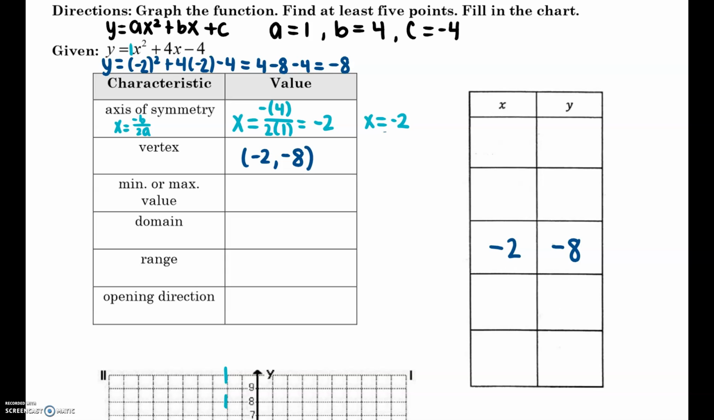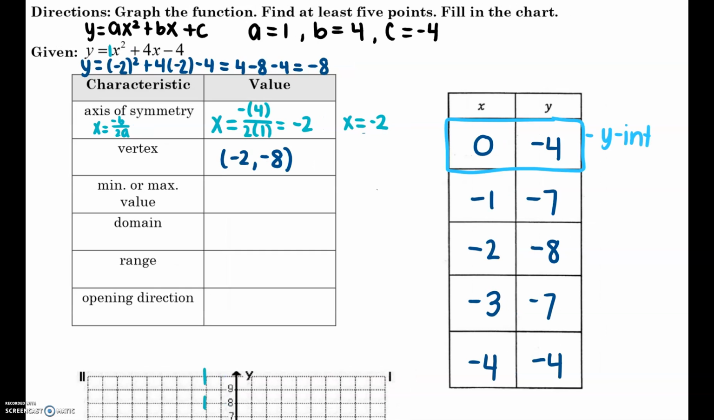Now take a minute and fill in the rest of the table of values. So I'd like you to plug in 0, negative 1, negative 3, and negative 4. Please pause this video and then come back after you have done the evaluation. Now that you have finished filling in your table of values, you should have found that the y-intercept is the point 0, negative 4. Now let's take a second and graph a couple of these points.